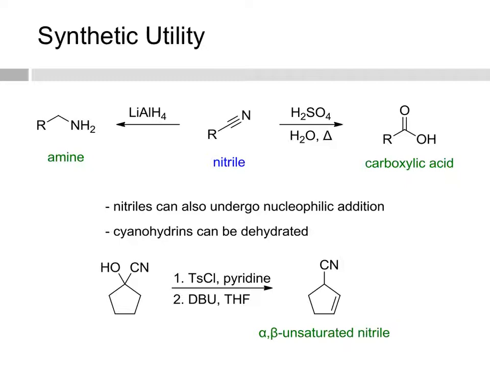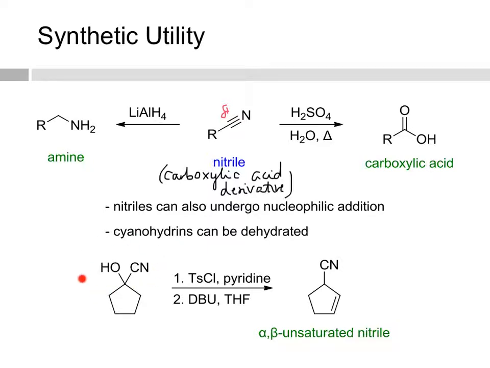Nitriles have an electrophilic carbon attached to the nitrogen. They are very similar in reactivity to all the carboxylic acid derivatives, and upon treatment with strong acid, water, and heat, they can be converted to the carboxylic acid. On treatment with strong reducing agents such as lithium aluminum hydride, nitriles can be reduced to the corresponding amine. Due to the presence of this electrophilic carbon, they can also undergo nucleophilic addition.